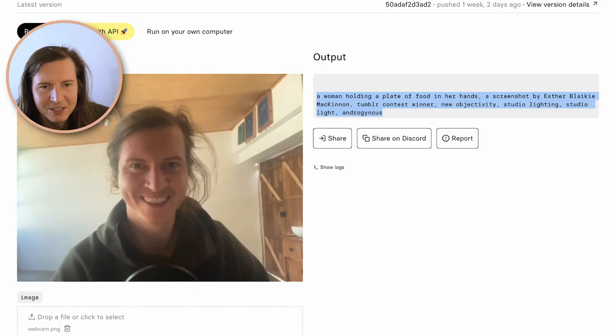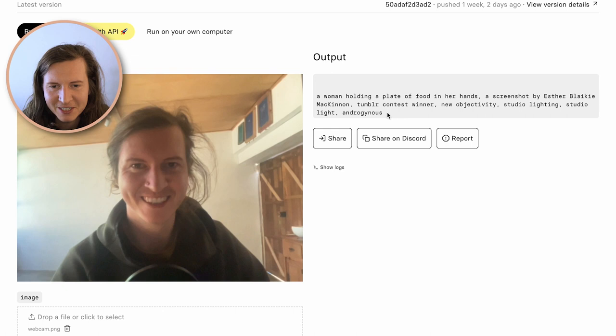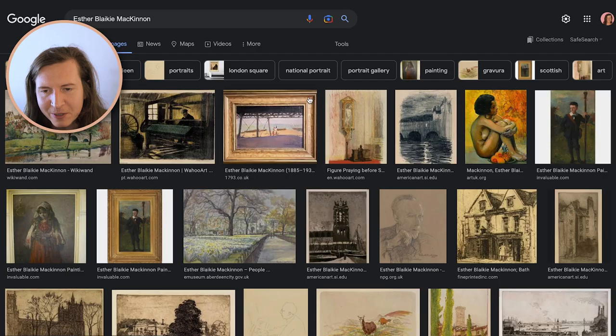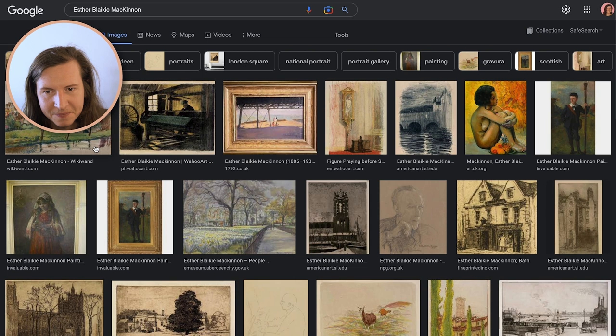So after feeling a little bit offended by the machine, I decided to put a more natural photograph of my face in. And once again, I am a woman holding a plate of food in her hands, but this time, it's a screenshot by Esther Blakey McKinnon. So if we have a little look at Esther and the work that she does, she was a Scottish artist known for her paintings.